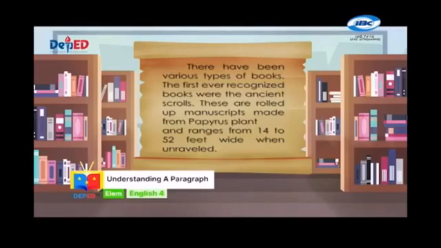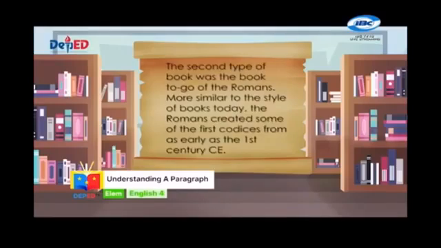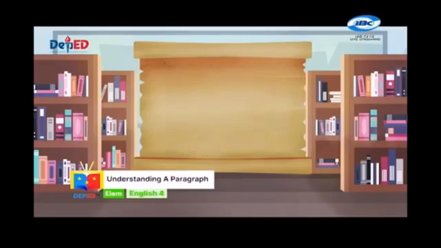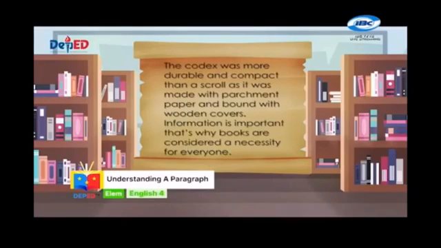The first ever recognized books were the ancient scrolls. These are rolled-up manuscripts made from papyrus plant and ranges from 14 to 52 feet wide when unraveled. The second type of book was the codex of the Romans. More similar to the style of books today, the Romans created some of the first codices from as early as the 1st century Common Era. The codex was more durable and compact than a scroll as it was made with parchment paper and bound with wooden covers.